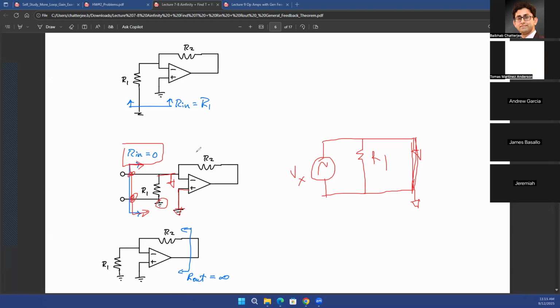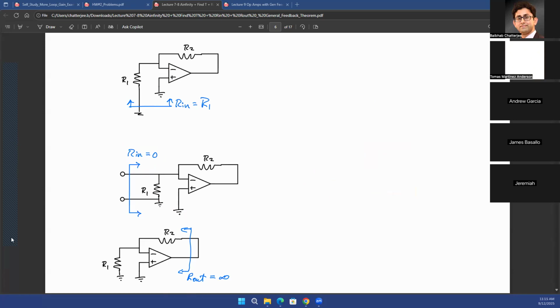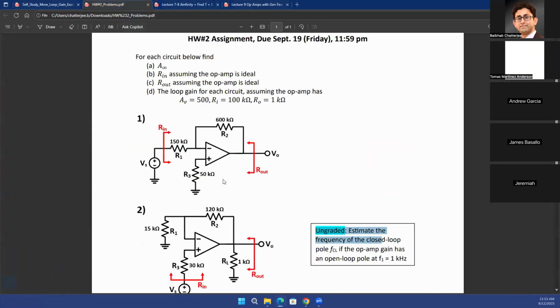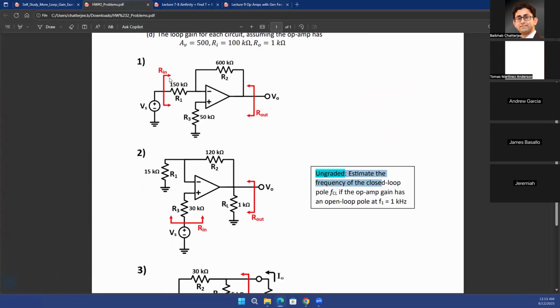So be careful about how the circuit configuration looks, but this will lead to your homework 2. The 3 problems that you have to deal with are basically trying to find out what is the Rin and Rout at respective terminals, right? So just go through that. Let's look at a few more examples in today's class, but be careful at which terminal you're trying to find out Rin or Rout.